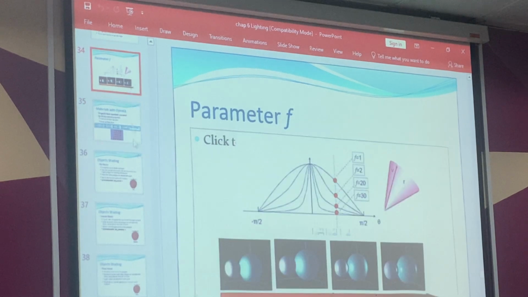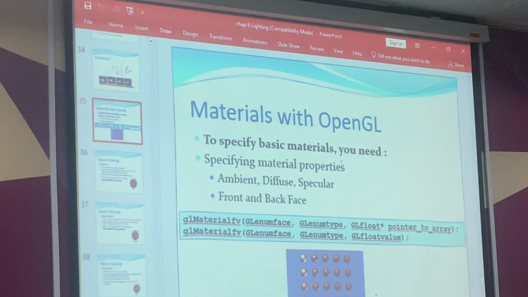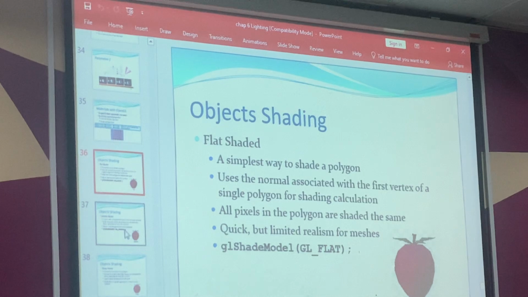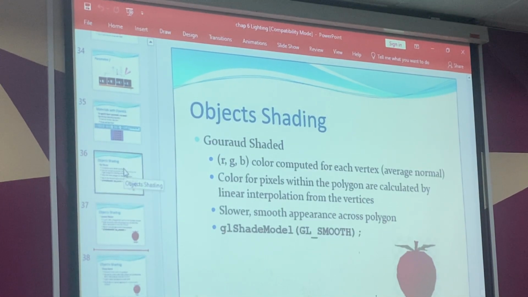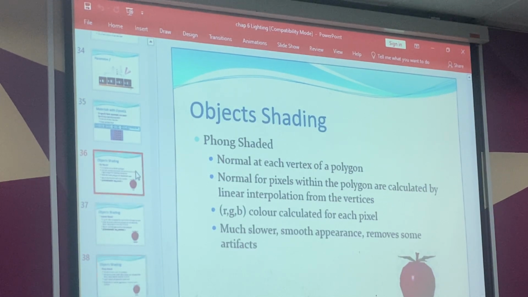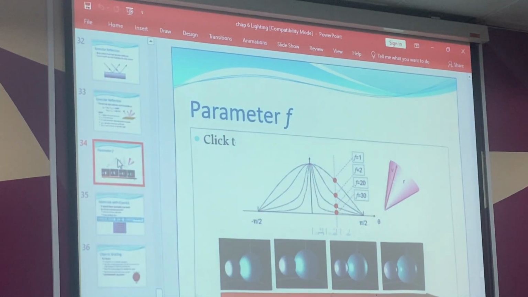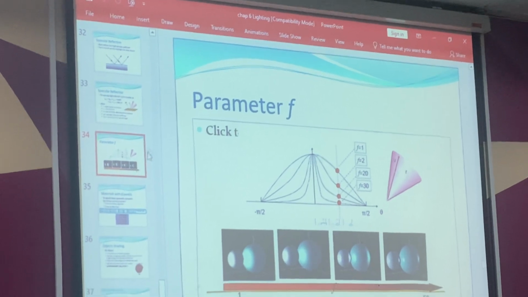I will stop here at slide 34. The last part is the material and the shading only. This one we continue next week: flat shading, Gouraud shading, and Phong shading. See the apple. Your miss will stop here at the specular light coefficients to calculate the reflection intensity.